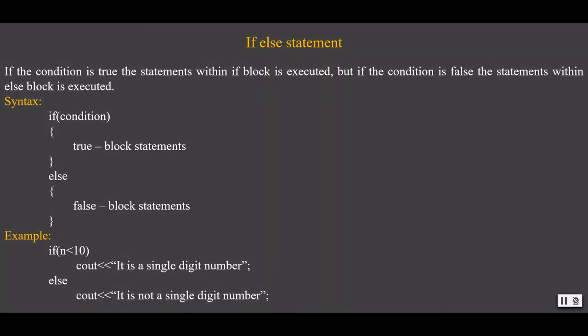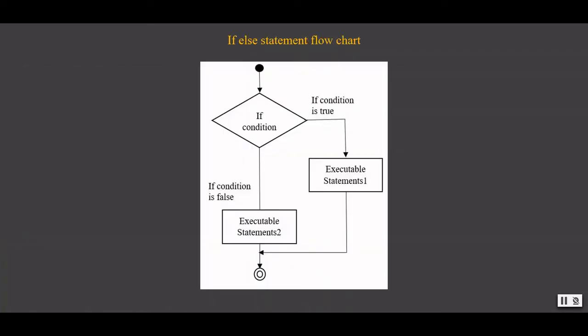Now let us look into the flowchart of this if-else statement. Any condition is represented using a rhombus in the flowchart. So the if condition is represented using this rhombus, and if this condition is true, that is the condition is satisfied, the block of statements within the if gets executed, and if the condition is false, the statements within the else block gets executed, and the flow continues.